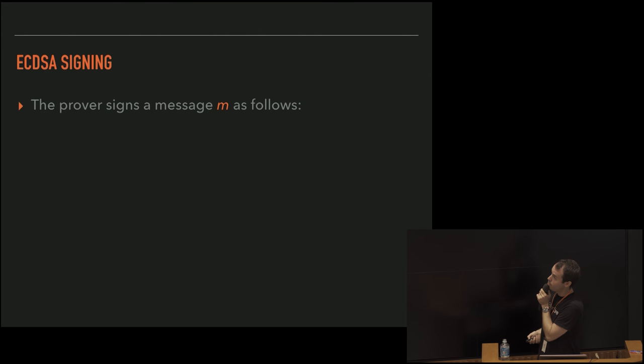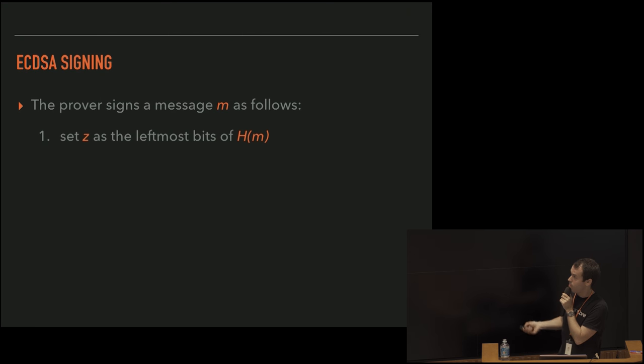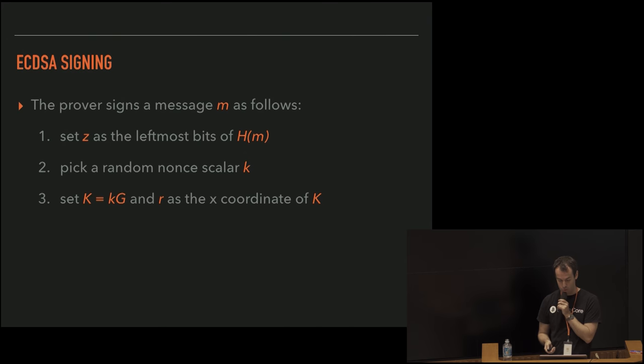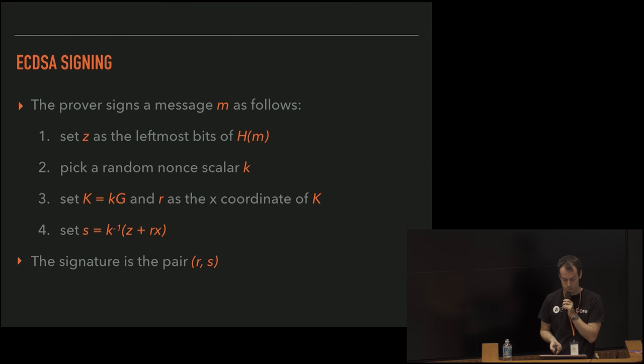So in signing, the prover signs a message M as follows. He hashes M onto a field element, so hash M, and then takes the leftmost bits, z. He then picks a random non-zero scalar k as before, sets big K to k times G, and r to the x coordinate of K. So K is a point on the curve, you just pick the x coordinate, and then set s as the inverse of k, little k, times z plus rx. And the signature is a pair (r, s).